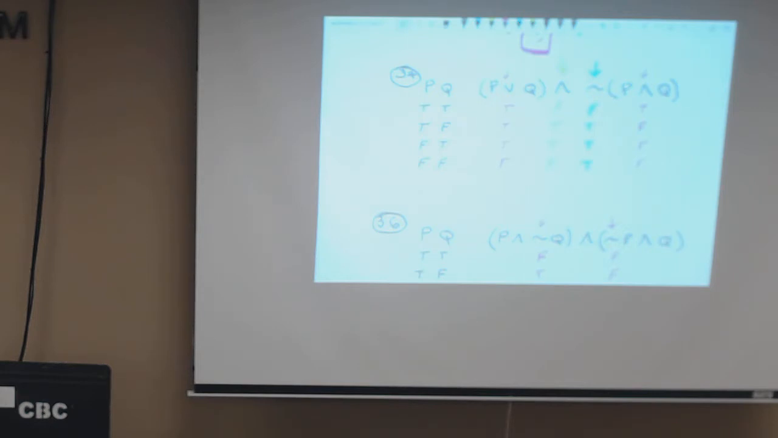It's getting better as we go along. This is number 34. Now, you see what I have here? Just look at it in pieces. I have P or Q. What's the truth value of P or Q? P or Q, true or true? True, true, true, false. Everybody see where that comes from? Now, over here, I have P and Q. What's the truth value for P and Q? True, false, false, false. Everybody see where I'm getting my information?